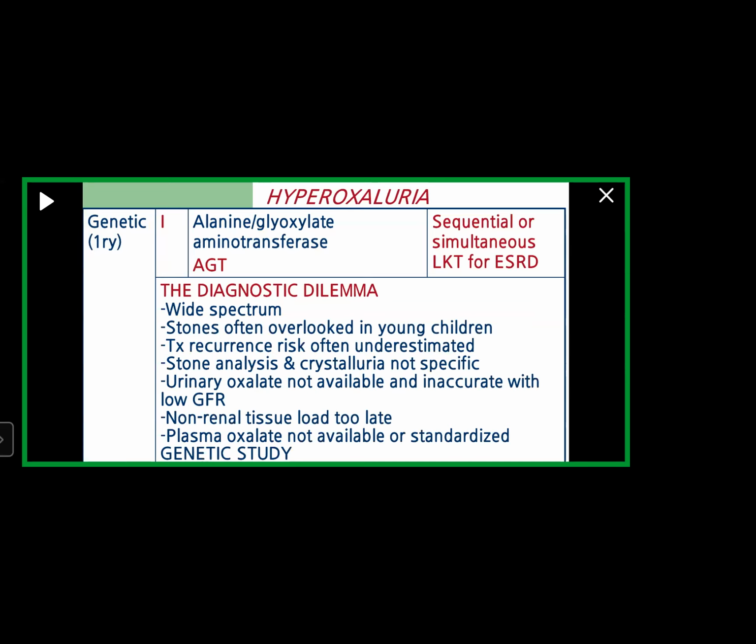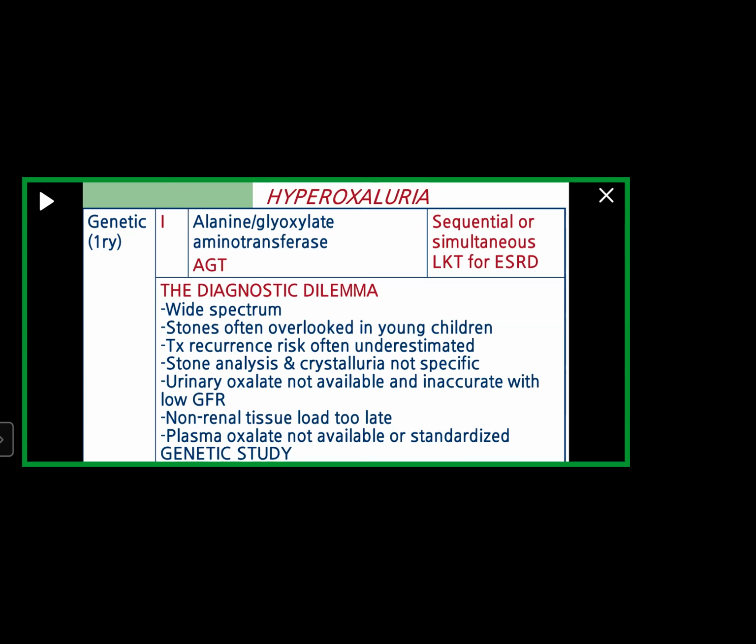There is a diagnostic dilemma. As I've said, the disease has a very wide spectrum. In young children, stones are not as specific as they are in adults. Adults with stones generally present with symptoms that can be attributed to the urinary tract: loin pain, hematuria, dysuria, renal colic. However, young children with stones can present with just unlocalized abdominal pain, unexplained crying, and you must look for them.